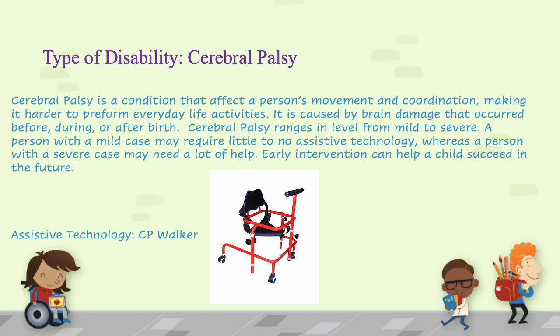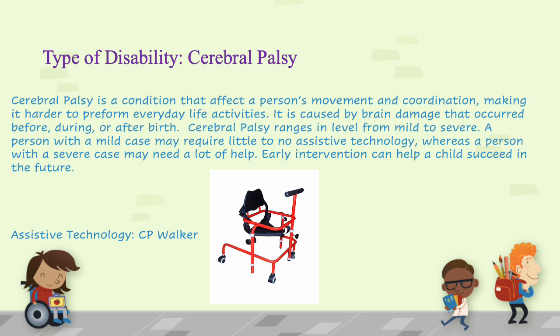The third type of disability is cerebral palsy. Cerebral palsy is a condition that affects a person's movement and coordination, making it harder to perform everyday activities. It is mainly caused by brain damage that occurs before, during, or after birth. It ranges in level from mild to severe. A person with a mild case may require little to no assistive technology help, whereas a person with a severe case may need a lot of help.